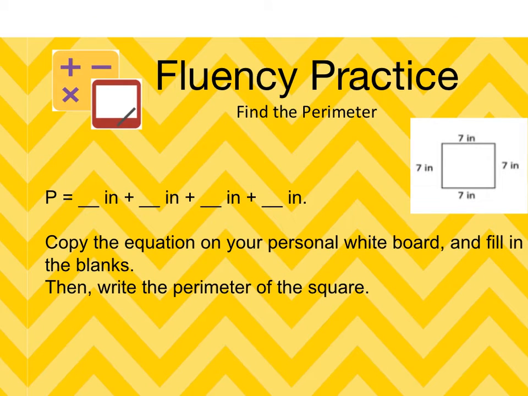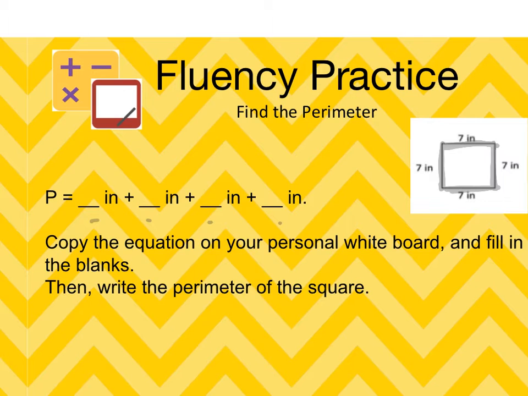Alright boys and girls, now we're going to review finding the perimeter of a shape. And remember, when we find the perimeter of the shape, we want to go around and add up all the side lengths for every side in the shape. So if I have 4 side lengths, I should have 4 numbers in my problem.